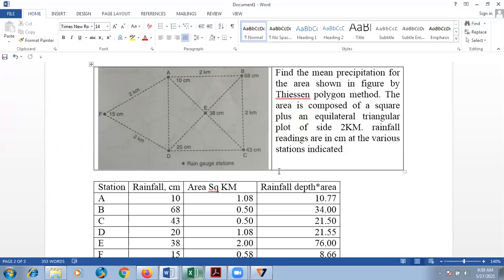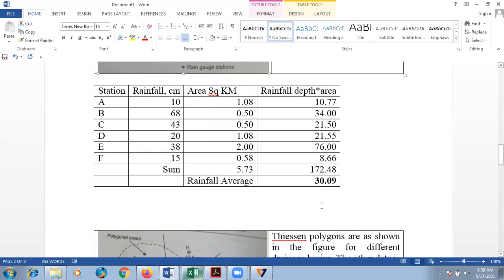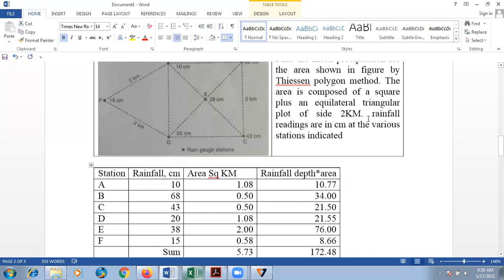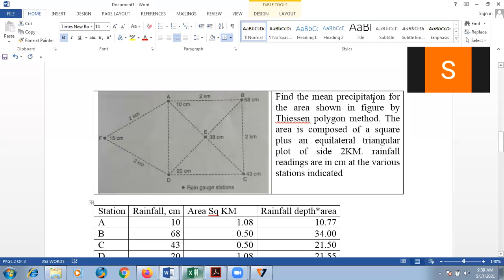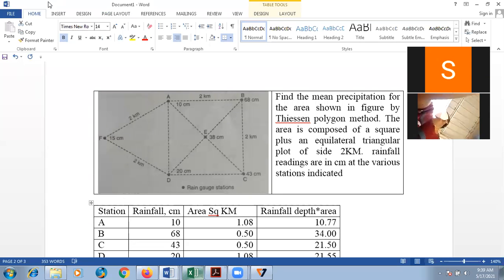The next example is also very much similar, but for 10 kilometers, here it is shown as 2 kilometers, 2 kilometers, 2 kilometers, 2, and rainfall values are also different, based on which the average precipitation is calculated. You can work out for yourself and check. This I will share with you, so you can work out for yourself.